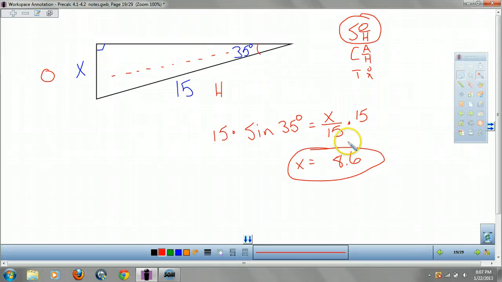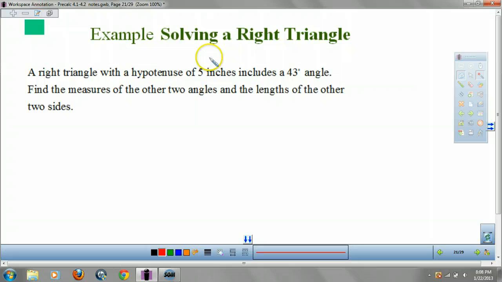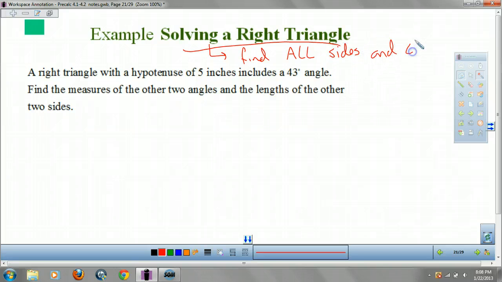You want to see one more example? Good. A question they're going to ask you to do is solve a right triangle. Solving it means find all sides and angles. So in this one they give you a right triangle. They give you an angle, 43. And the hypotenuse is 5. So now we have to find everything else.